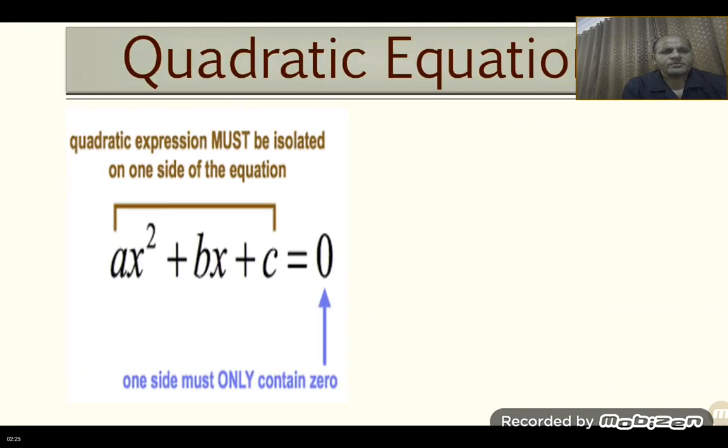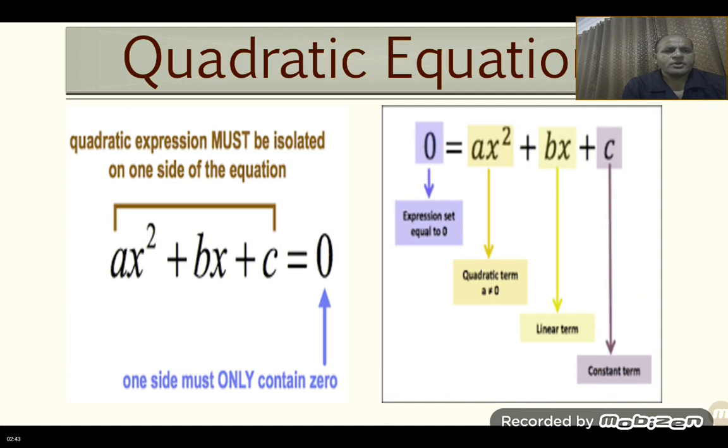So, quadratic equation. A quadratic expression must be isolated on one side of the equation, that is ax square plus bx plus c, and the other side must contain 0. Then it will be considered in the standard form. That is, one side of the expression is set equal to 0. Ax square is called the quadratic term when a is not equal to 0. The linear term is bx and c is the constant term.